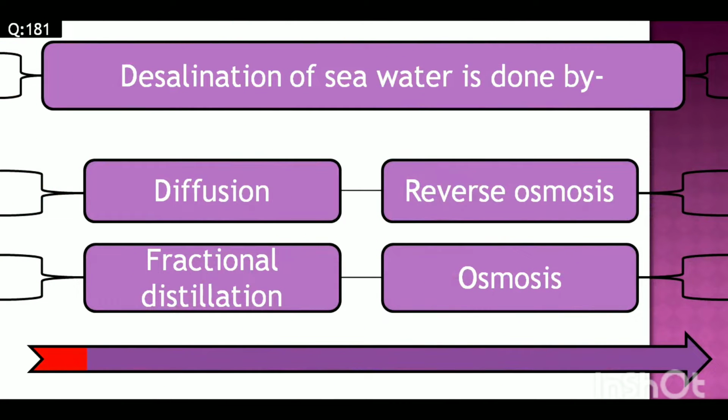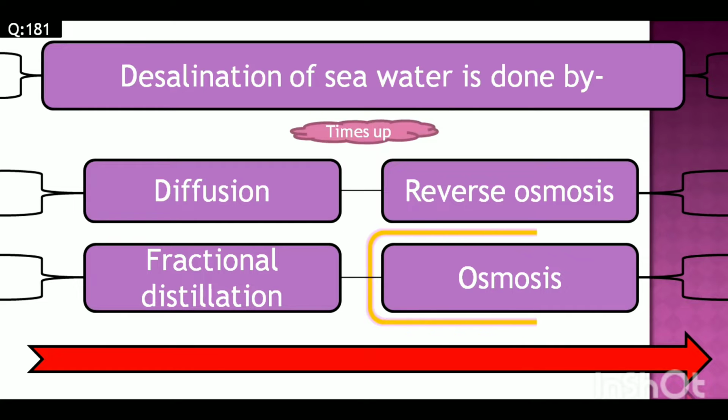Let's start set number 13. Desalination of seawater is done by option first diffusion, second reverse osmosis, third fractional distillation, fourth osmosis. And the correct option is option number 4, osmosis.